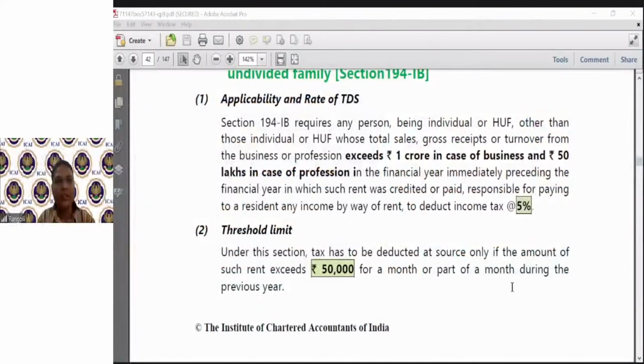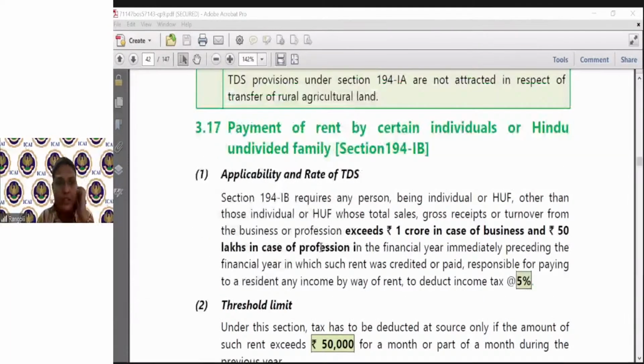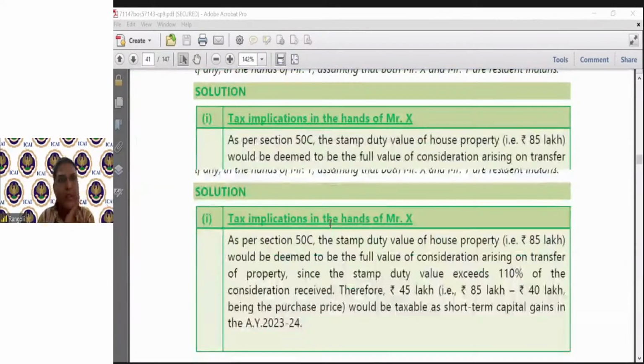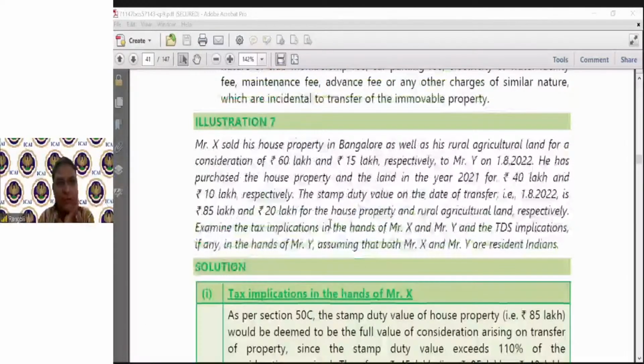Yeah. Good morning, everyone. So, Miss Rushita, you have a doubt in illustration number 3. Just give me a minute. We'll discuss first. What is illustration number 3?